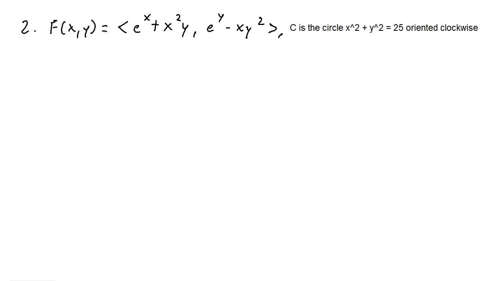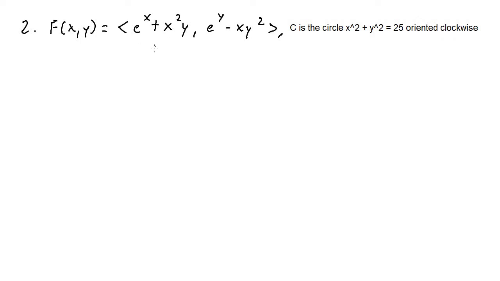So now for number 2, we have f of x, y equals e to the x plus x squared y, comma, e to the y minus x y squared. C is going to be the circle x squared plus y squared equals 25 oriented clockwise. So if it is oriented clockwise, we do have a negative orientation, so we may have to make sure we have the negative in front of the double integral.